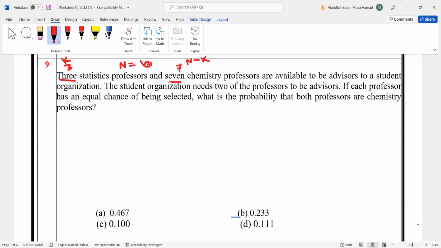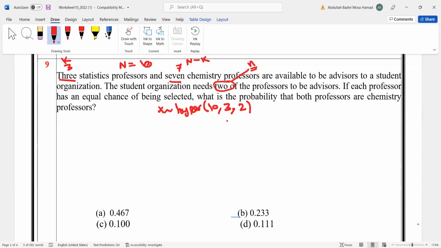Also, we have to know N in the selection. We select 2, so 2 is N. So this is a 3-parameter hypergeometric distribution, with 10 the total population, K could be 7, or we choose K to be 3, and N is 2. So these are the parameters of the hypergeometric.